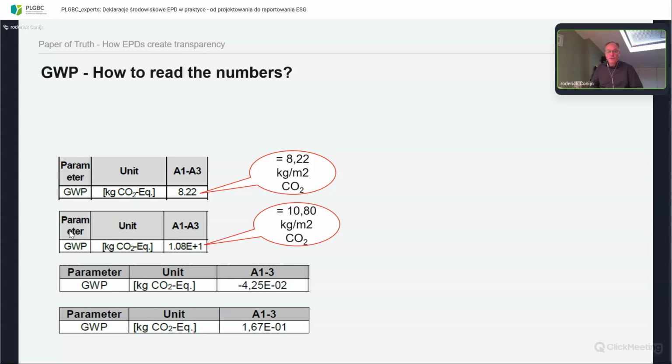So the third one, the GWP, notes that it's minus 4.25, equivalent minus O2. That means that the comma will switch 2 places to the left. And so this product has a carbon negative impact of 42 grams.